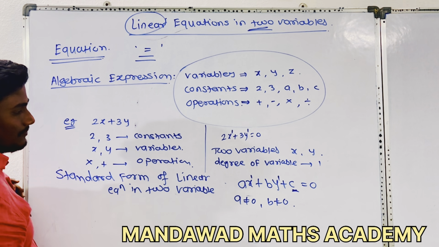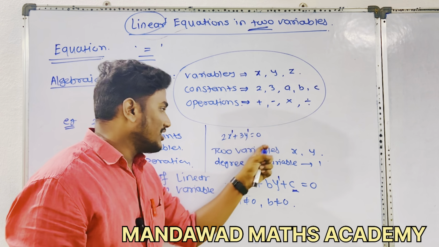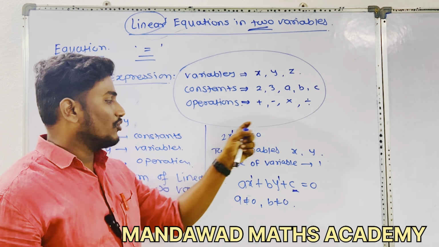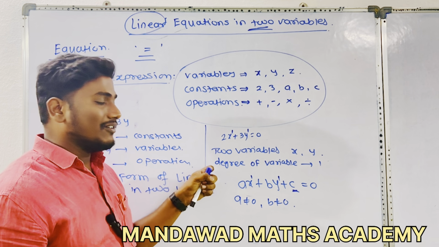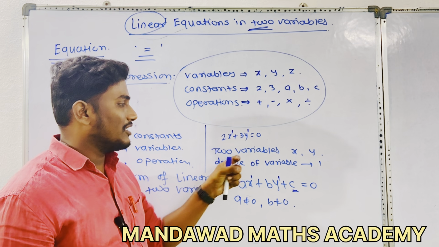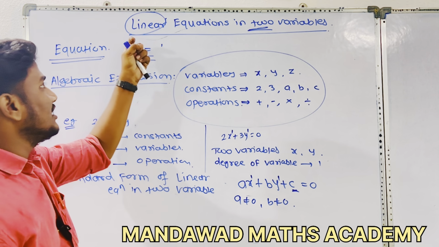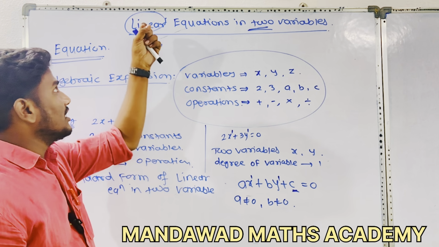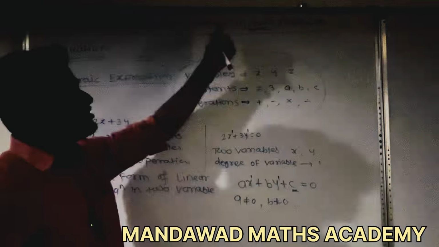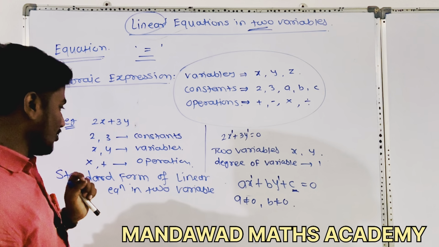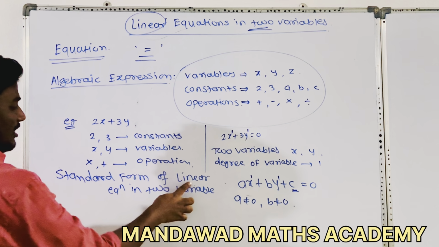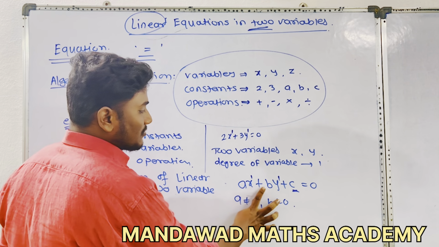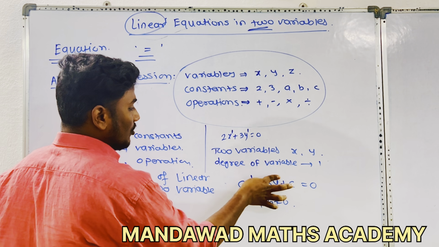are the operations. If the expression or the equation involves two variables and the highest power or the maximum power of the variable is 1, that is called a linear equation. If this equation has two variables, that equation is called a linear equation in two variables. Okay, what is the standard form of a linear equation in two variables? ax plus by plus c equal to 0.